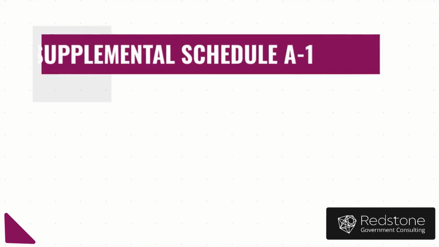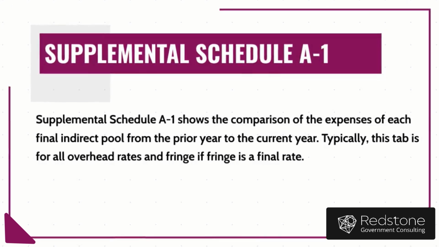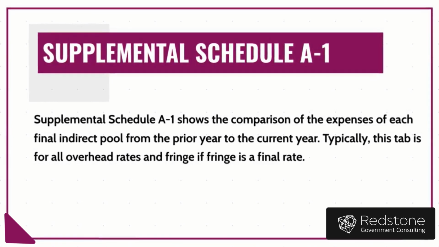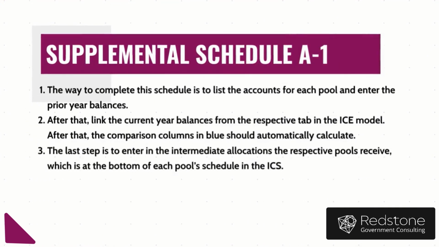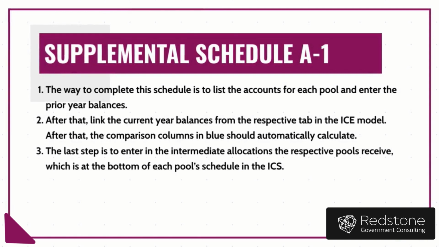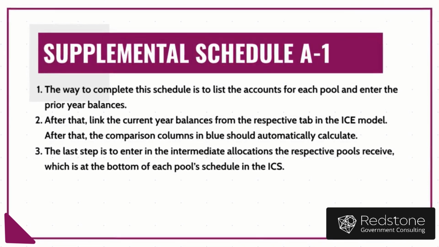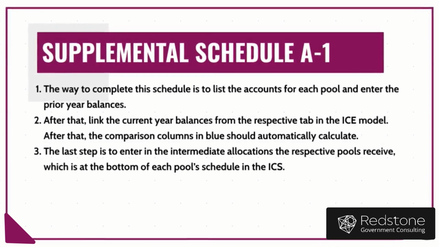Supplemental Schedule A1 shows the comparison of the expenses of each final indirect pool from the prior year to the current year. Typically, this tab is for all overhead rates and fringe if fringe is a final rate. The way to complete this schedule is to list the accounts for each pool and enter the prior year balances. After that, link the current year balances from the respective tab in the ICE model. After that, the comparison columns in blue should automatically calculate. The last step is to enter in the intermediate allocations the respective pools receive, which is at the bottom of each pool schedule in the ICS.